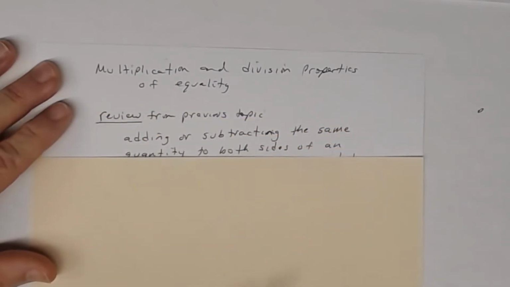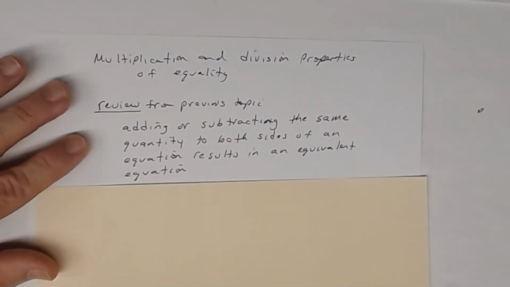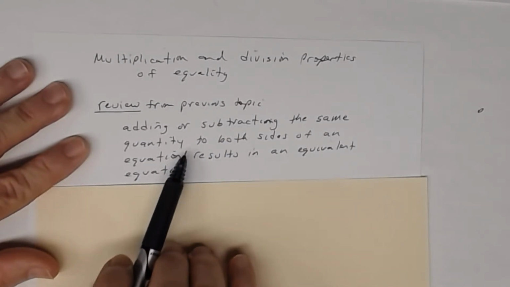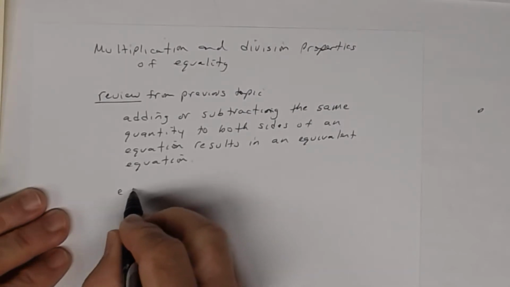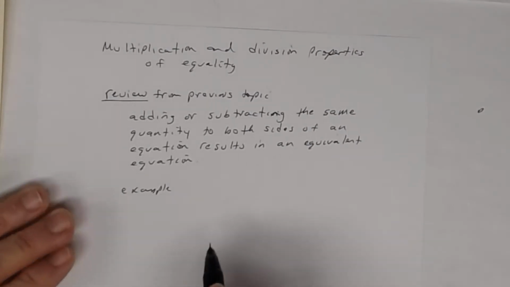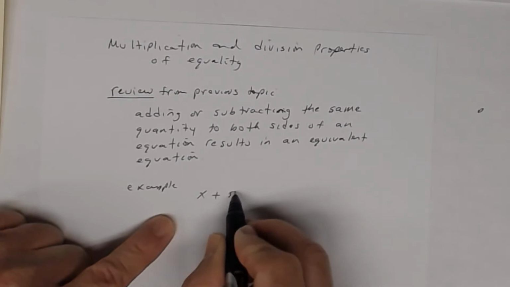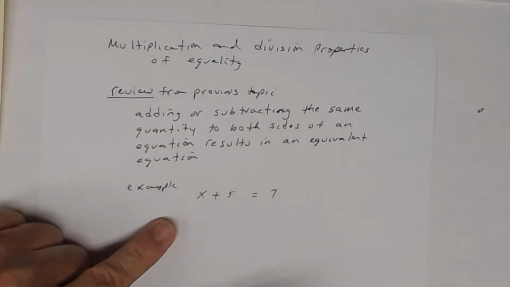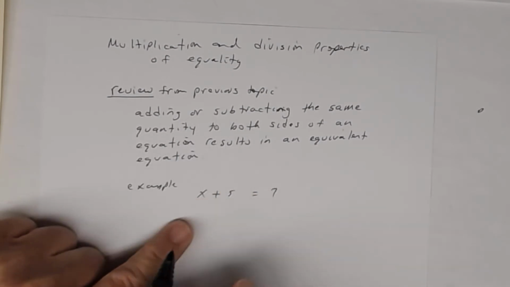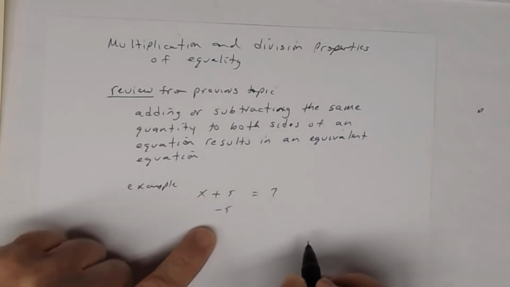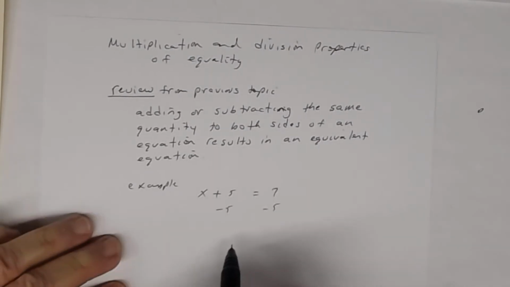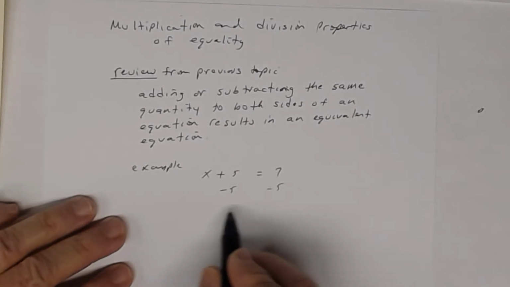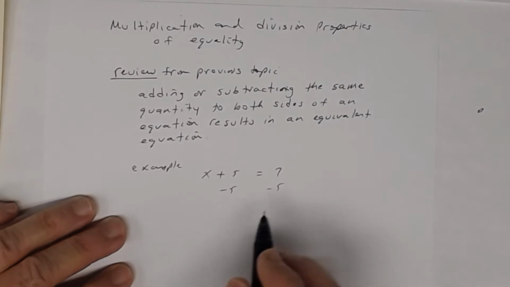So let's review the previous topic. In the previous topic, we saw that adding or subtracting the same quantity to both sides of an equation results in an equivalent equation. For example, real quickly, I'll do one just to remind you. If I have x plus 5 equals, let's say, 7, then this is saying that if I subtract 5 from the left-hand side and subtract 5 from the right-hand side, then the following statement I'm about to write is equivalent to the original.